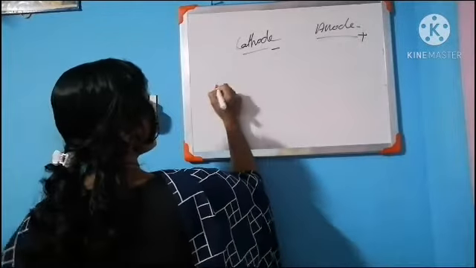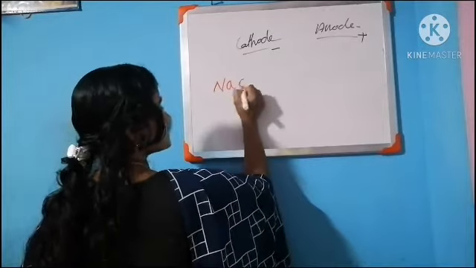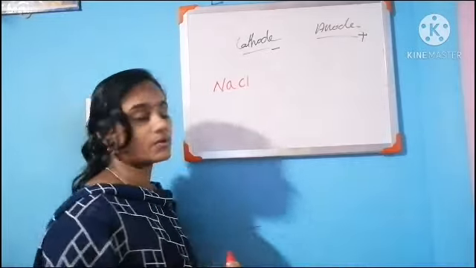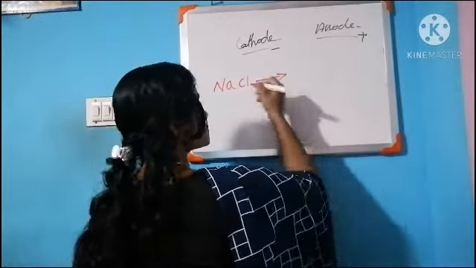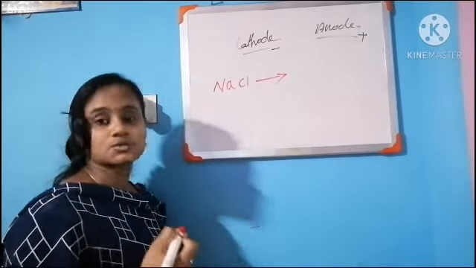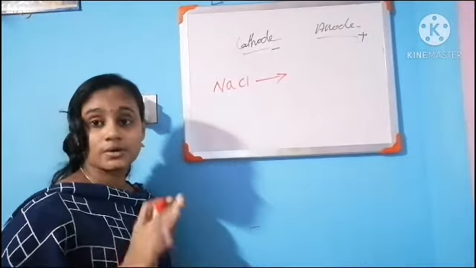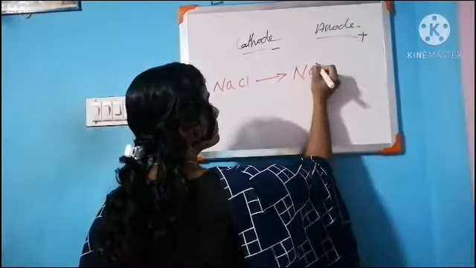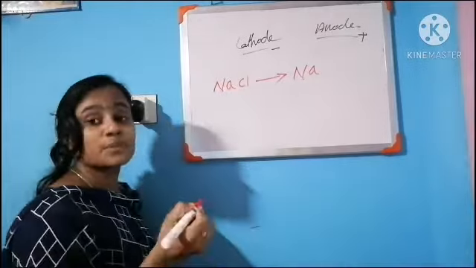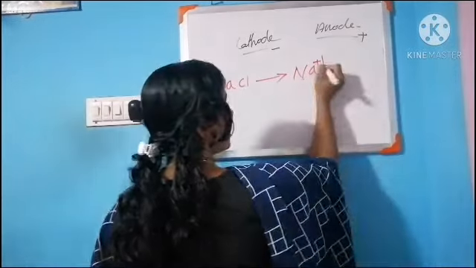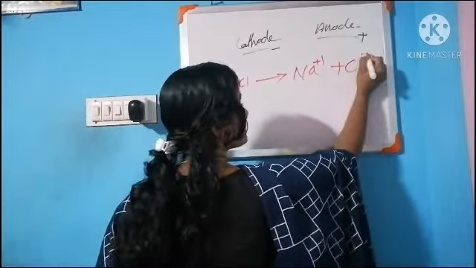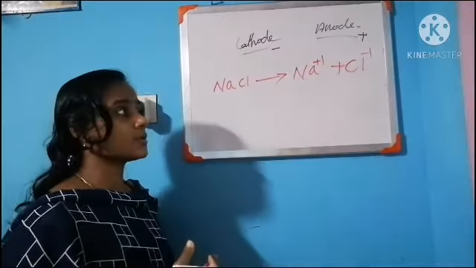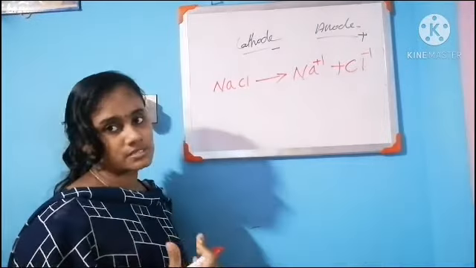For example, sodium chloride, NaCl. This is the formula of sodium chloride. If electricity is passed through sodium chloride, it dissociates, or splits, into Na, which has a charge of +1, and chlorine, -1. Sodium is a positively charged ion and chlorine is a negatively charged ion.